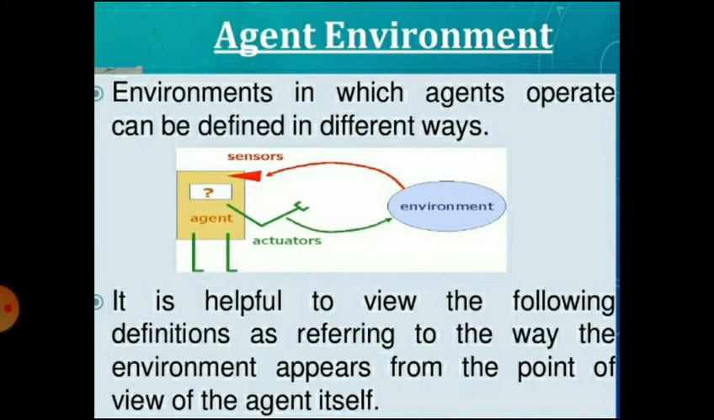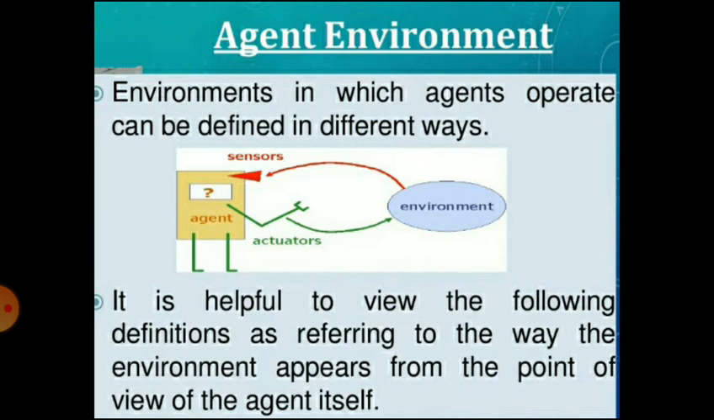Now, agents environment. So there are two types of environment. One, it is fully observable, and another, it is partially observable. Fully observable means the agent knows the whole environment, and partially observable means the agent does not know the whole environment. He partially knows the environment.